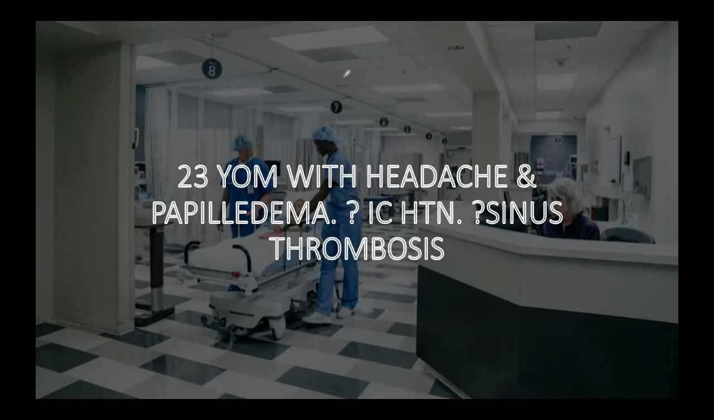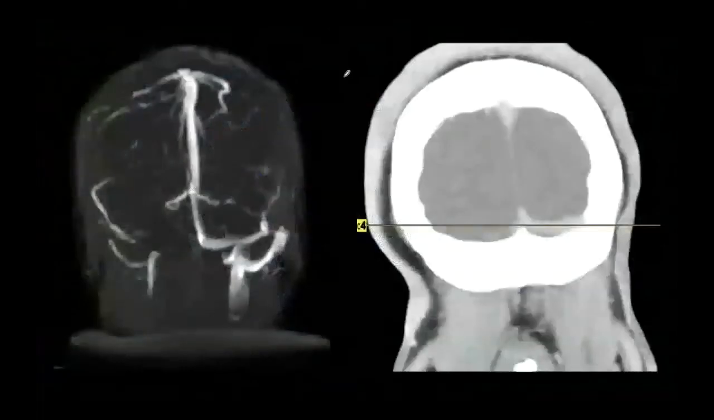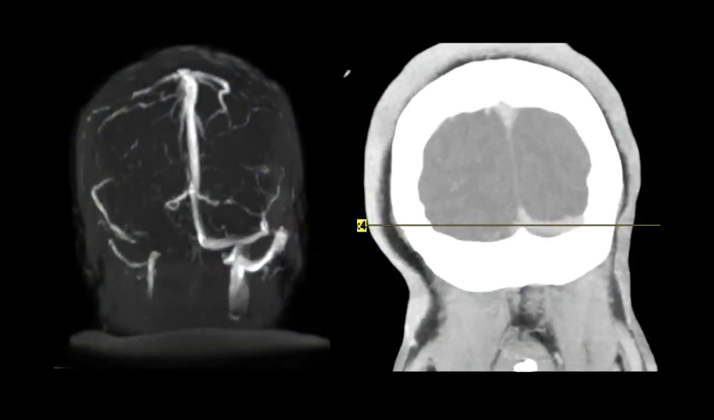This patient is a 23-year-old male with headache and papilledema. They were wondering if there was intracranial hypertension, and they said maybe we need to check for sinus thrombosis. And they ended up getting a CT venogram and an MR venogram.